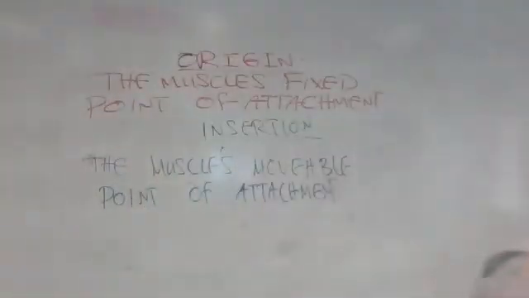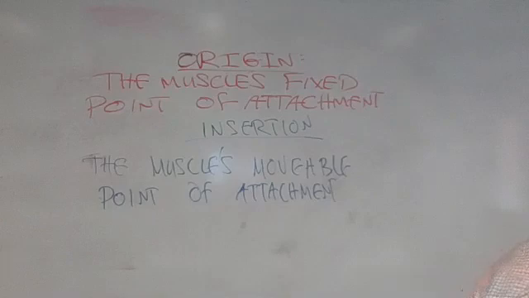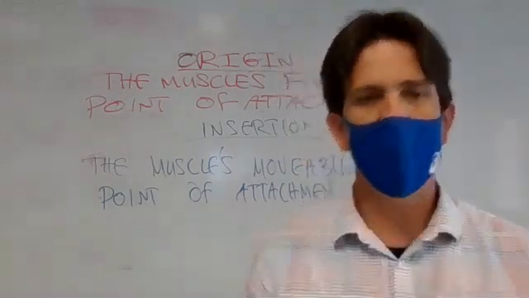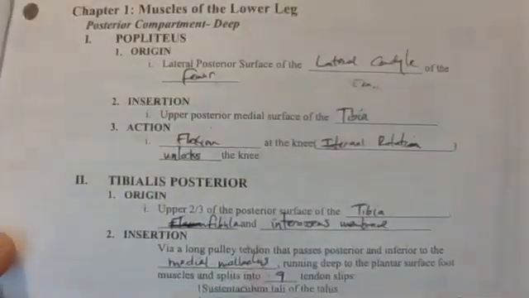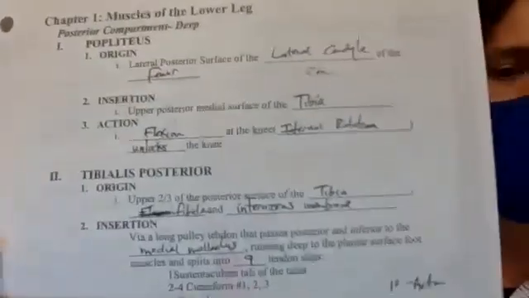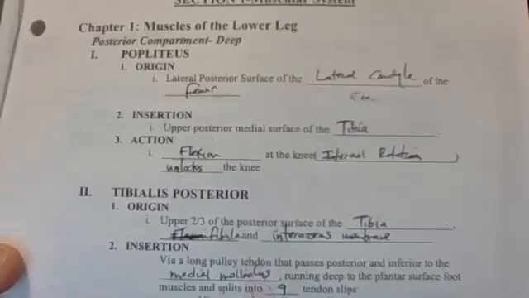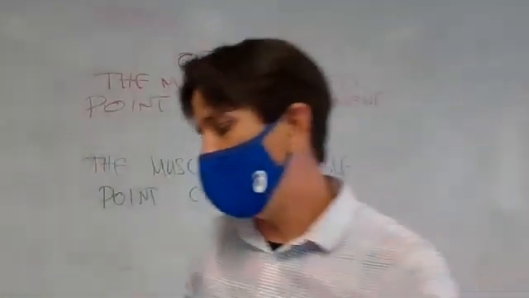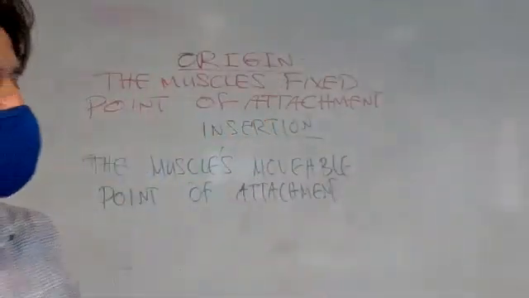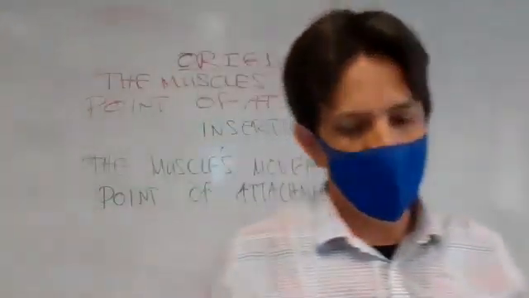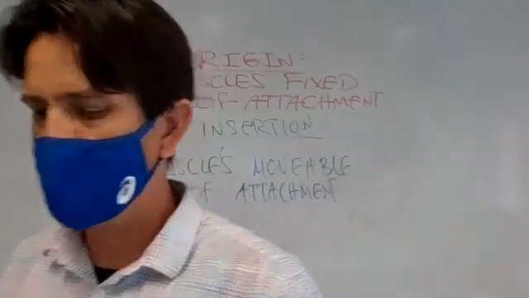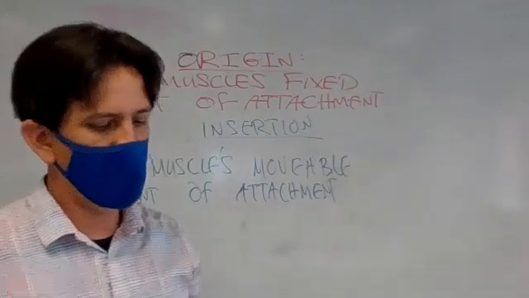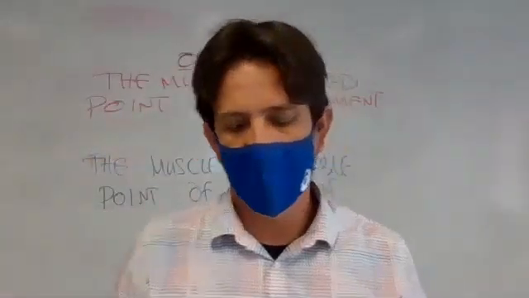I don't know if this is legible. It's not very big, but okay, so it's lateral condyle of the femur. You should know how to spell femur from last semester, or the beginning of this semester, skeletal system. And then the insertion is the upper posterior medial surface of the tibia. So you should be able to write that down.